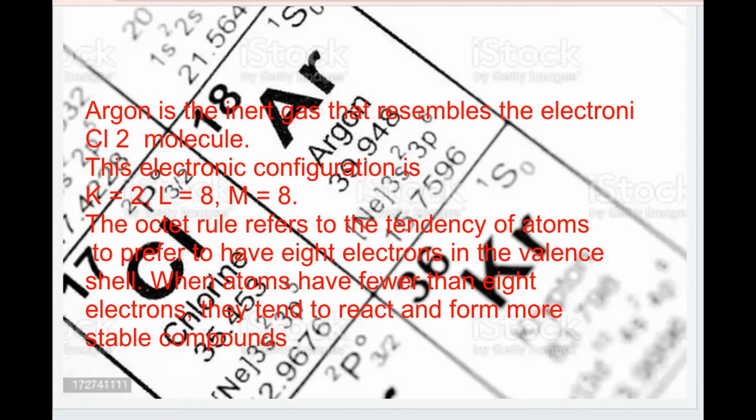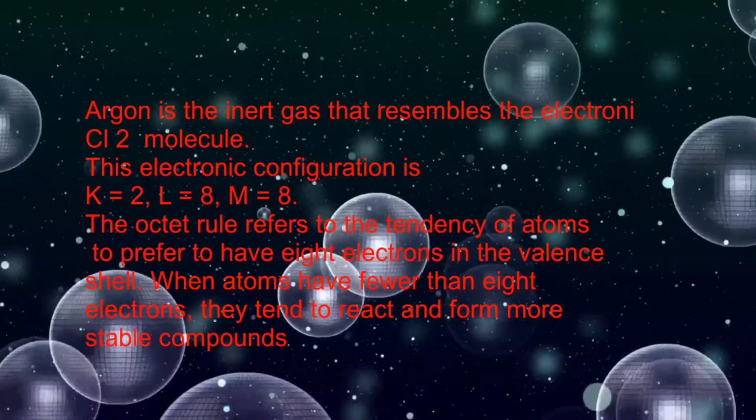Argon, Ar, chemical element, inert gas of group 18, noble gases. Argon is the inert gas that resembles the electronic configuration of Cl atoms in a Cl2 molecule. This electronic configuration is K equals 2, L equals 8, M equals 8. The octet rule refers to the tendency of atoms to prefer to have 8 electrons in the valence shell. When atoms have fewer than 8 electrons, they tend to react and form more stable compounds.